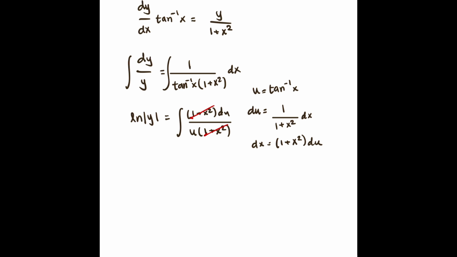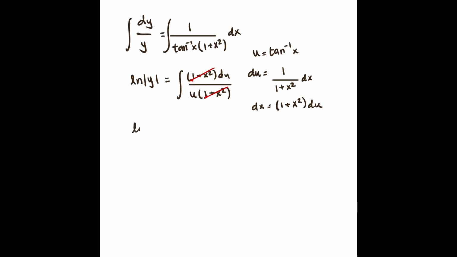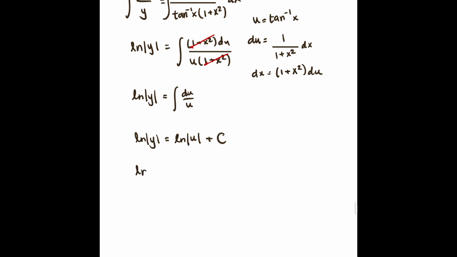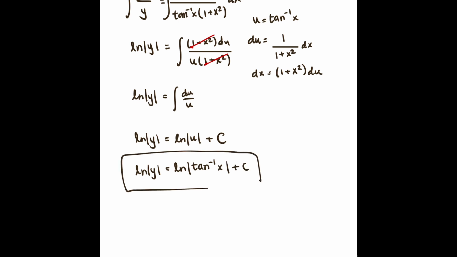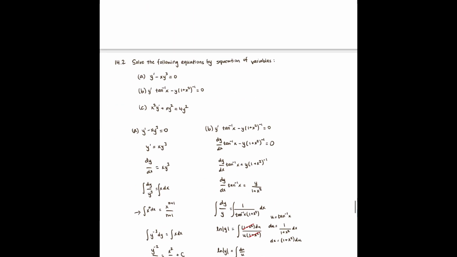Notice that these cancel. And then we're left with the integral of du over u. This is the natural log of the absolute value of u plus c. Now plug u back in. And that's the solution to our second separable differential equation.